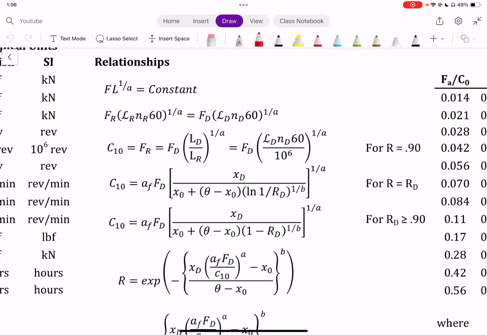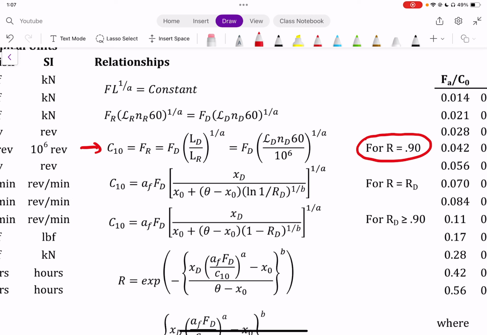So the first equation that's the simplest is this C10 equation, which is equal to FR, which is equal to FD times LD over LR to the 1 over A. And we see that this equation is valid for R equal to 0.9. So we could use this equation and just solve this equation directly. The reason we can do that is because we essentially have our proof that if we're on a graph of log F versus log of life, or log of x, we would have a straight line, and we are on that R equal to 0.9 line where we've developed our equations. So we could use that equation directly.